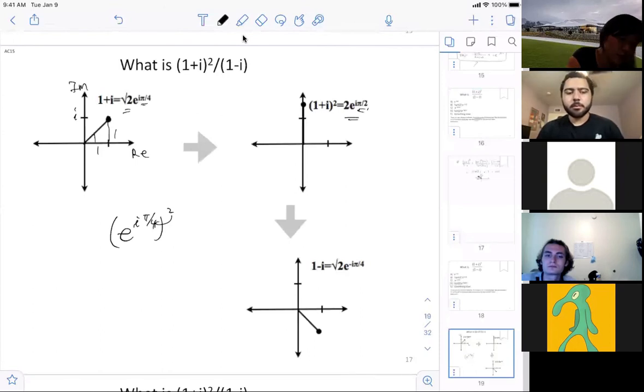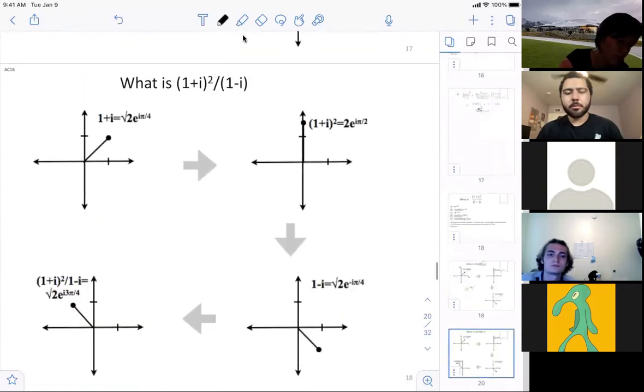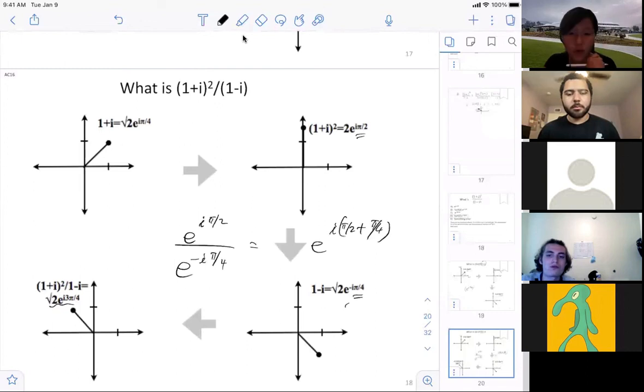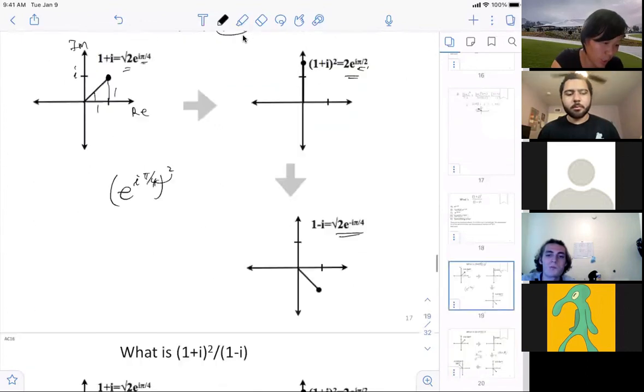And the denominator becomes this, it's a negative. So when you combine everything together, like 2 over square root of 2, you get a square root of 2. And pi over 2 divided by negative pi over 4 is e to the i pi over 2 plus pi over 4, which is 3 pi over 4. Very good. Thank you so much, Tremor.